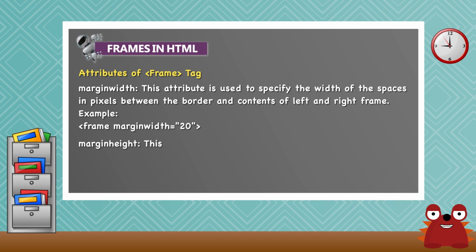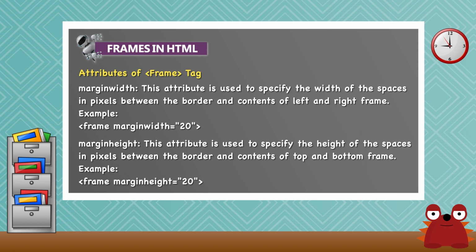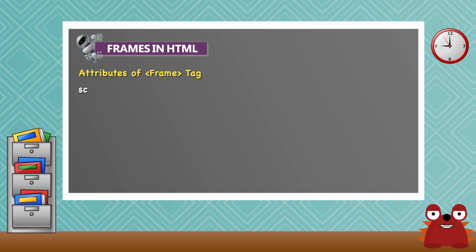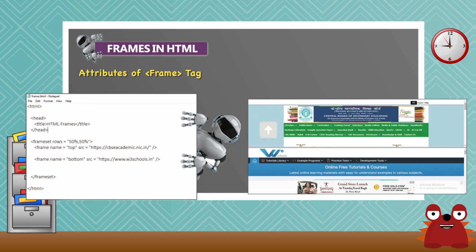Margin height is used to specify the height of the spaces in pixels between the borders and contents of the top and bottom frame like this. The scrolling attribute is used to place the scroll bar. The value of this attribute can be yes, no or auto, like for no here. Here is a detailed example and the output.